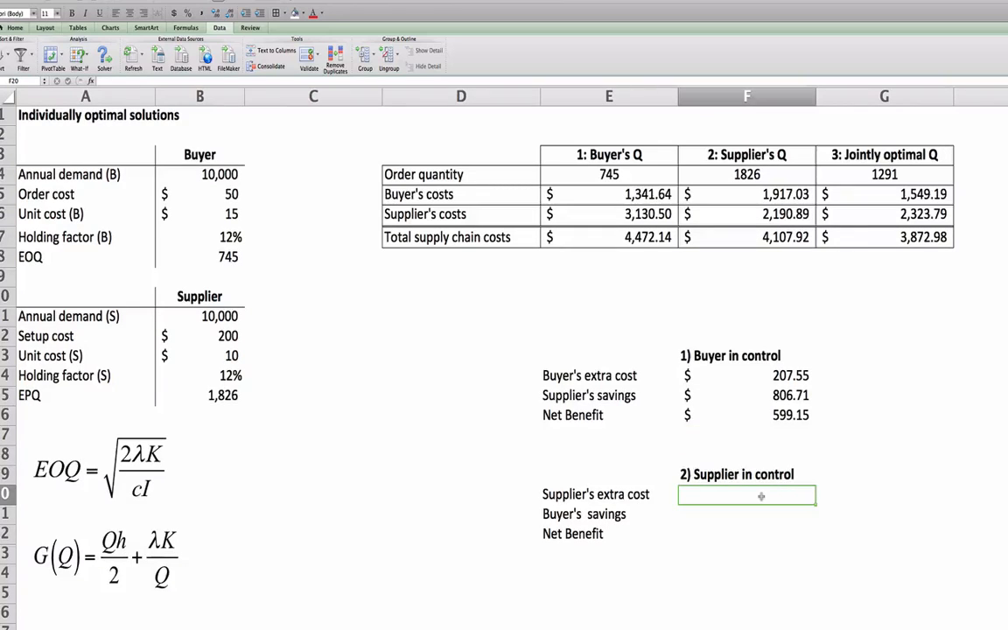Now conversely, of course, we could do the same thing assuming that the supplier is in control, which would mean that the buyer would have to reimburse the supplier for any extra costs that the supplier incurs from deviating from her individual optimal production quantity. This is important to consider when we talk about the implementation of these kinds of jointly optimal schemes in supply chain. If you have any questions, as always, I invite you to ask me at any time.